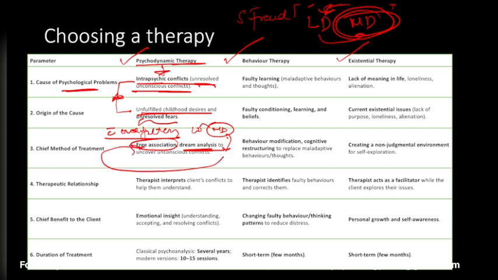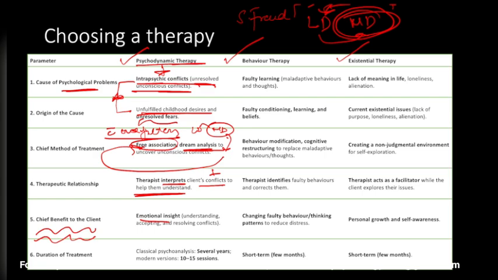So the nature of the therapeutic relationship here is that the therapist interprets the client's conflicts to help them understand. Whatever conflicts come up, the therapist tries to interpret and relate them to whatever unresolved conflicts might be present. The chief benefit to the client, that is the end point which the client gets, is deep emotional insights into their psychology.